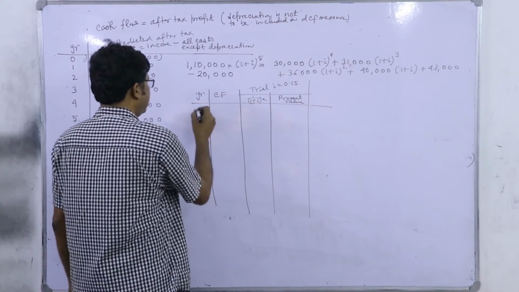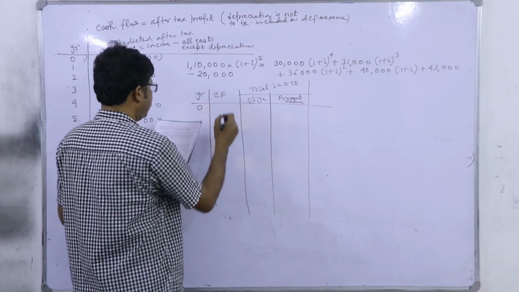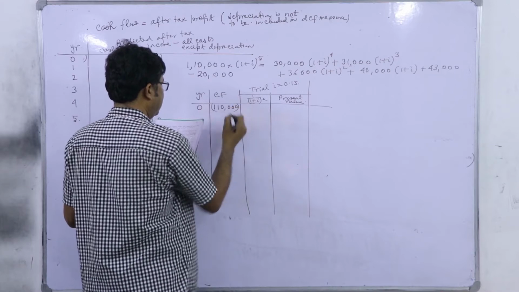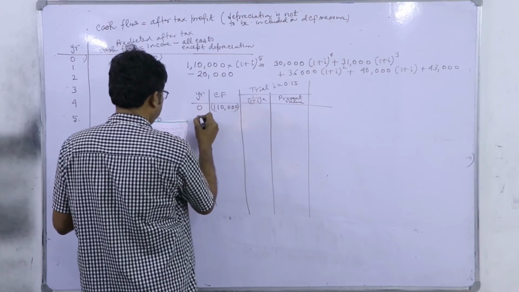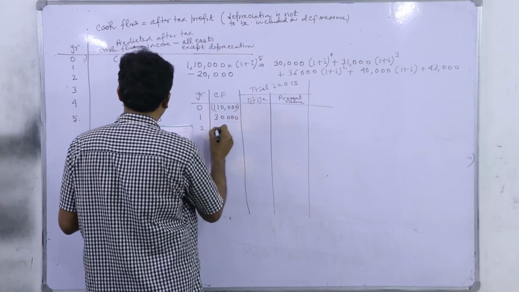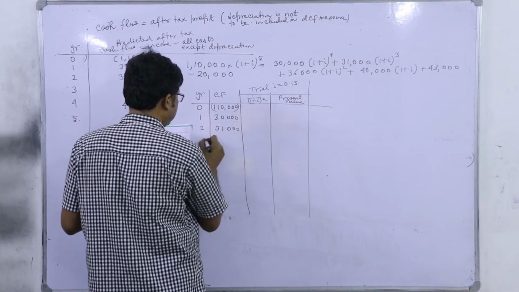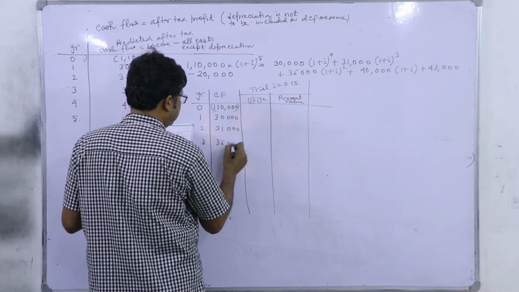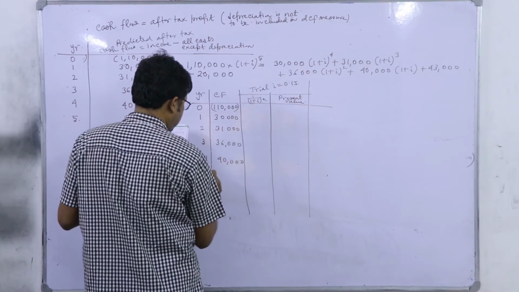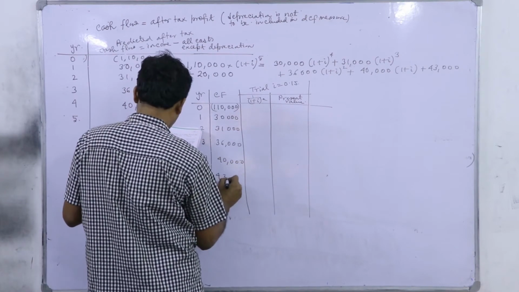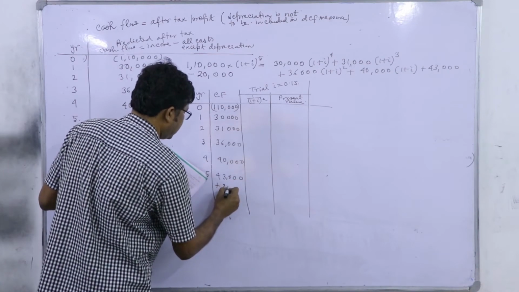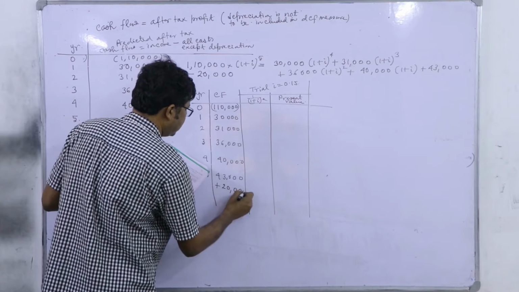Right. So year 0, this is 1,10,000. This is the investment. Year 1, 30,000, let us write. Year 2, 31,000. Year 3, 36,000. Year 4, 40,000. And year 5, that is 43,000. And also you are getting back this working capital, which is 20,000, and the salvage.